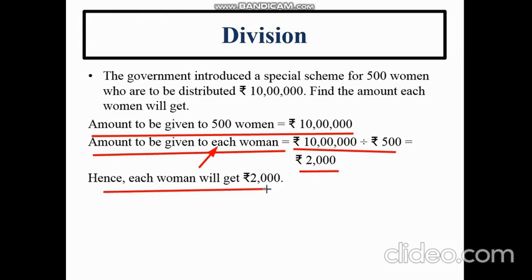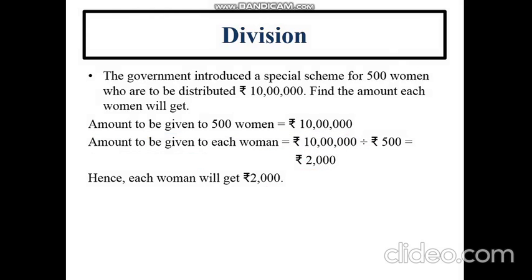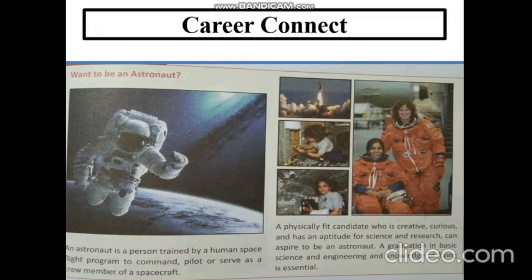I hope all the 4 mathematical operations are clear to you. Lastly, we will discuss Career Connect. Here you can see, can you identify the girl in the picture? There are 2 girls. The girl sitting is Kalpana Chawla. She was the first woman of Indian origin to go to space. So, in Career Connect, you can also become an astronaut. Let us discuss what qualities one should have to become an astronaut.